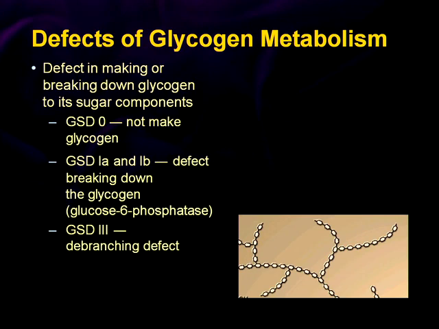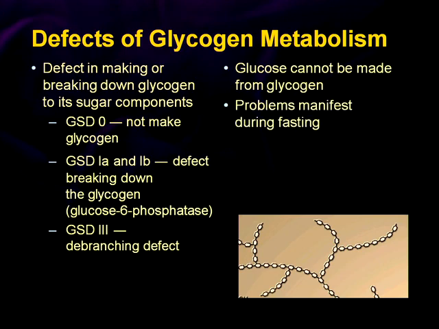With GSD 1A and 1B, you have a problem in breaking down your glycogen due to glucose 6-phosphatase deficiency. GSD type 3 is a debrancher problem, because remember, you make a tree out of all of your glycogen, you have to keep branching. So to get it back out, you have to debranch and keep rearranging things. So with GSD type 3, it's a debranching problem. The problem here is then you can't retrieve your glucose from your stored glycogen.